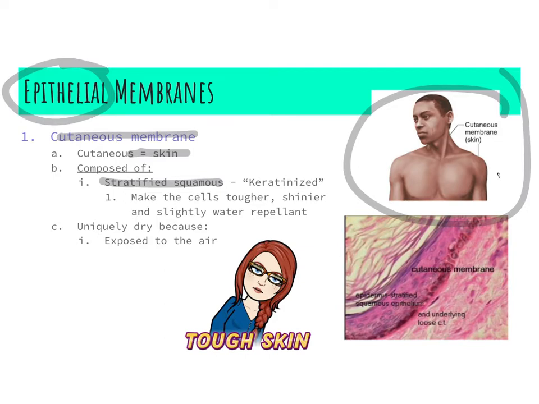of. Only in your skin, your stratified squamous is called keratinized, which means that there are keratin producing cells within that stratified squamous, and it produces a protein called keratin. It makes the cells tougher, shinier, and slightly water repellent, which if you think about your skin, it kind of has all those characteristics. And we say that cutaneous membranes are uniquely dry because they are constantly exposed to the air.